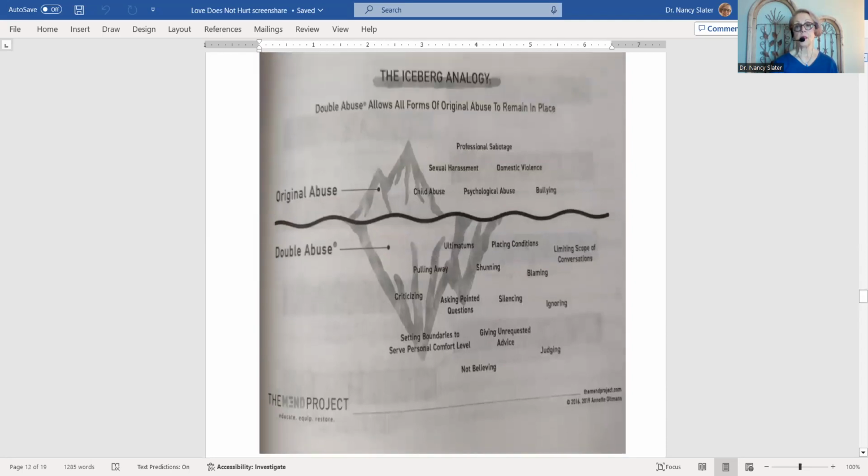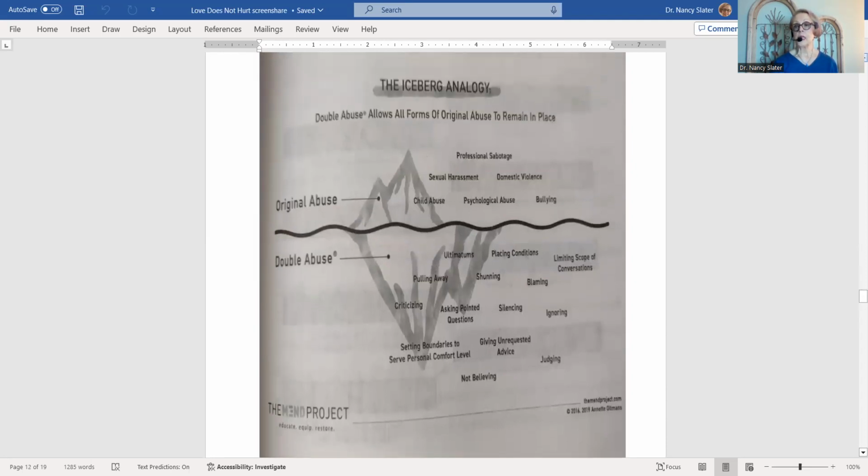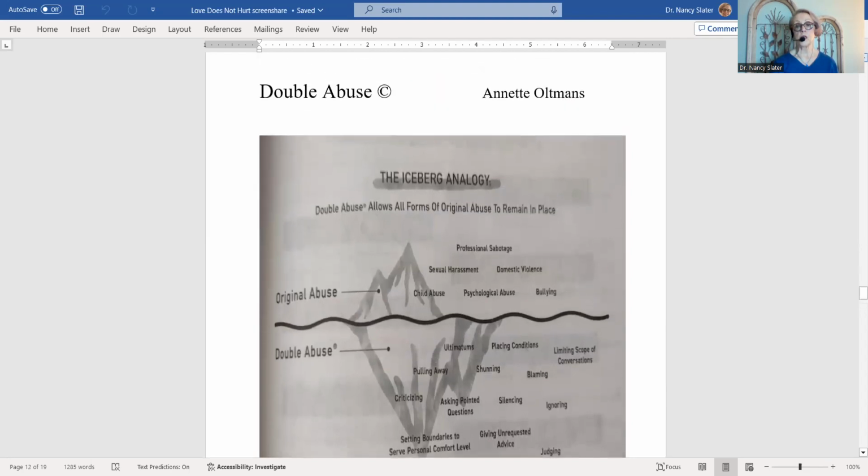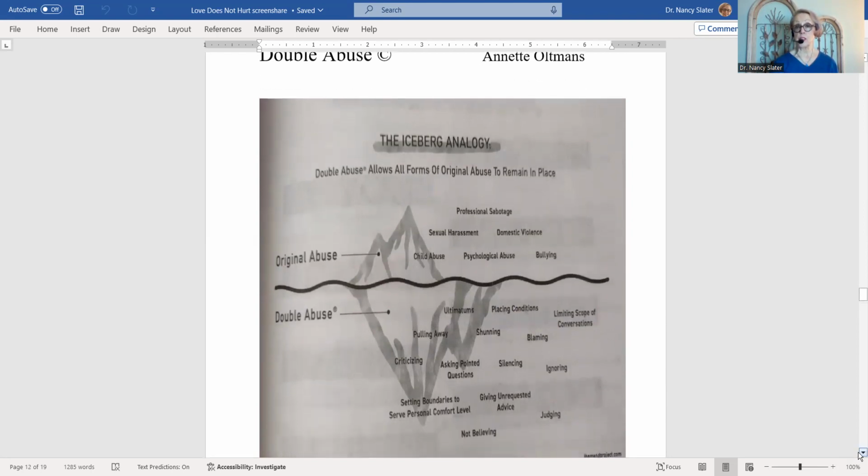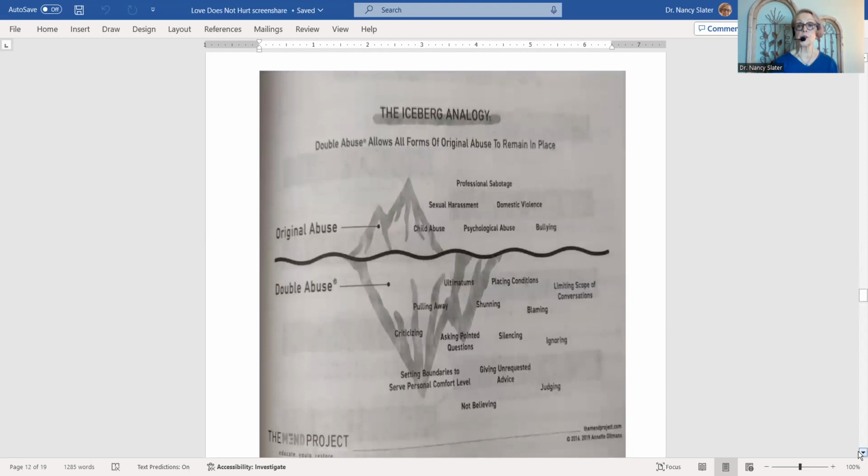How can that happen? Double abuse. You'll see at the top of this page there is a copyright mark after this term. Annette Altmans developed this term in her MEND project, and she uses this iceberg analogy to explain double abuse. It occurs, it is so common that it's frightening. So let's look at the top of the iceberg.